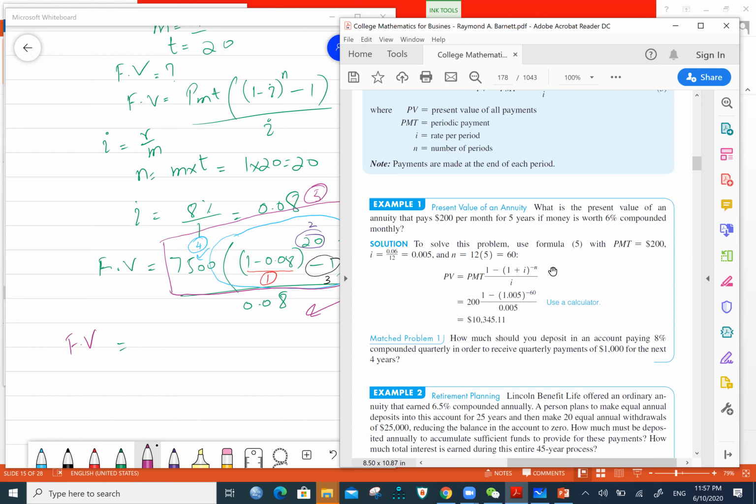Not exactly. So this person is depositing money into an account for 25 years, and then after that for 20 years, he's going to be withdrawing the same amount. He's withdrawing an amount from something he deposited. Listen, I'll explain this problem in simple words. This is a very interesting problem.